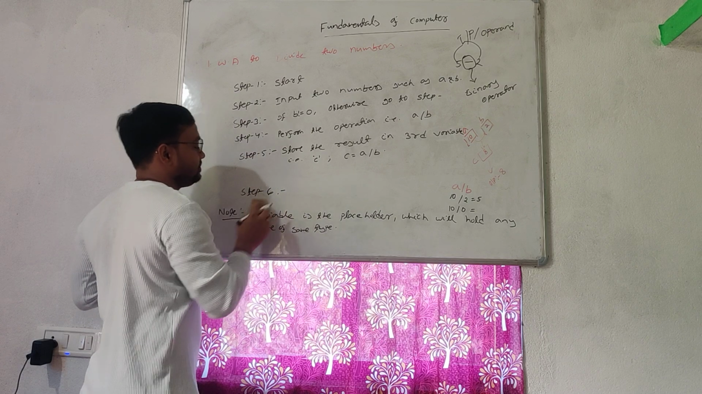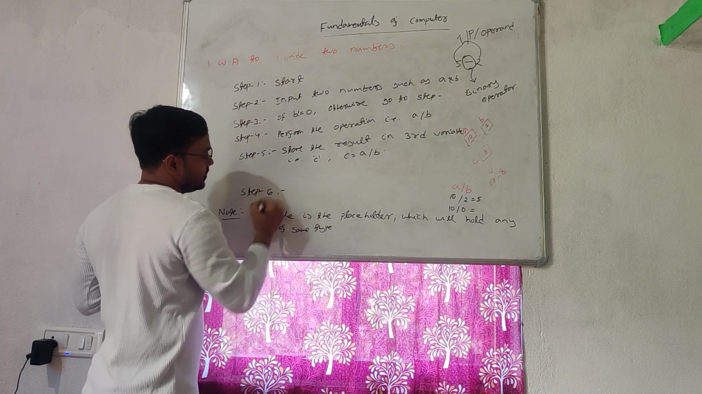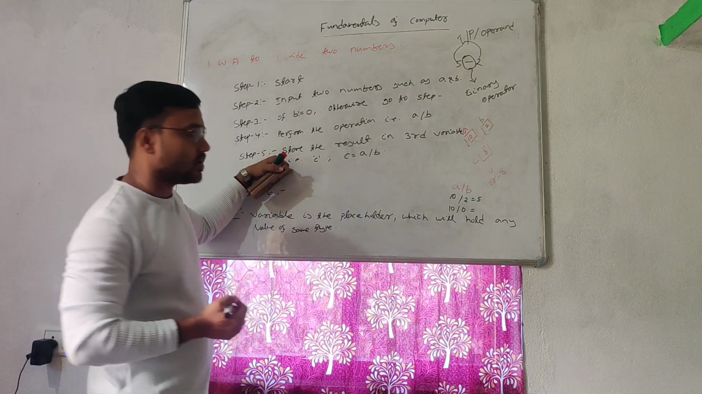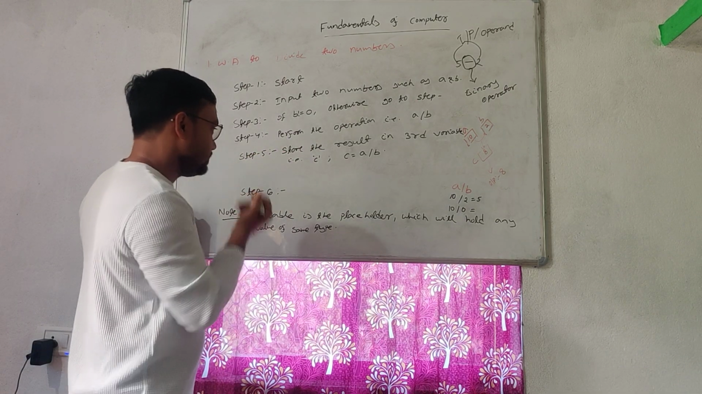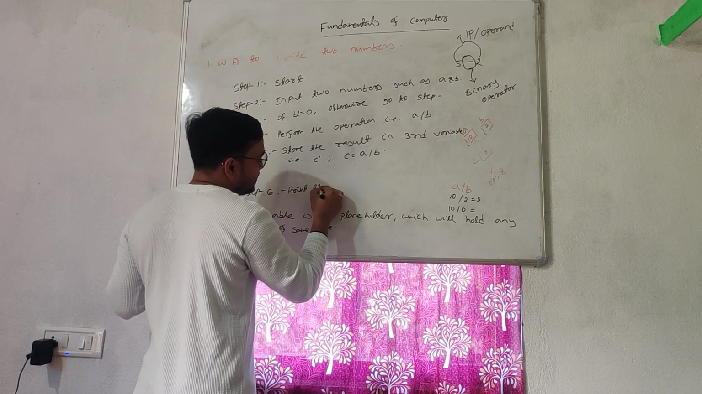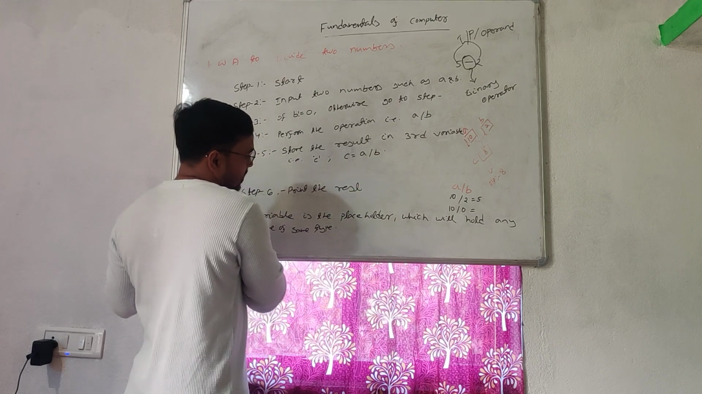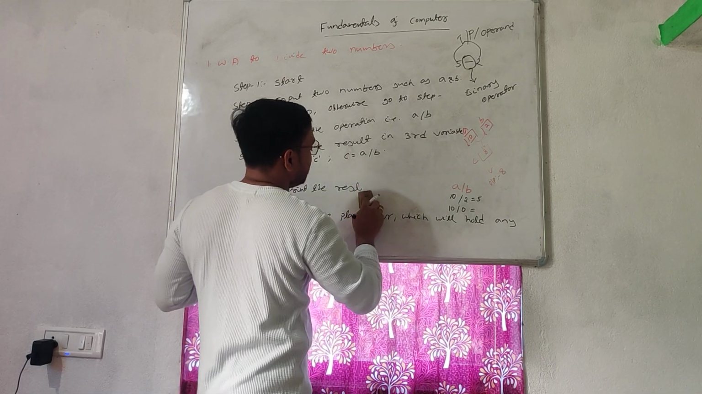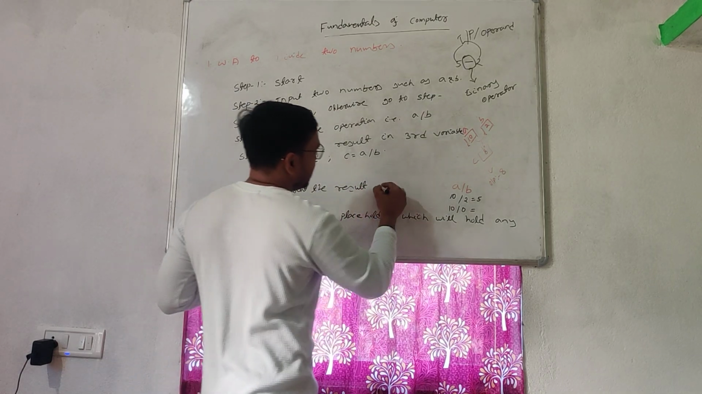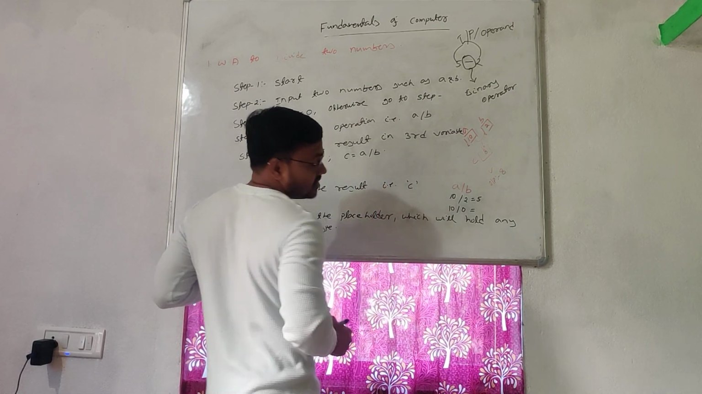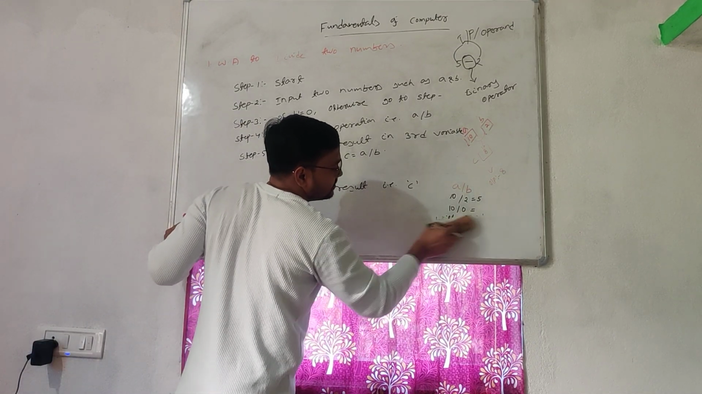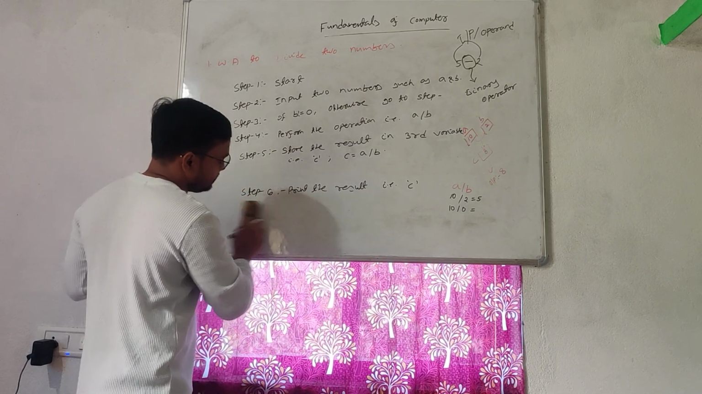Next. What else? I am able to perform the operation C equals A by B. Now I have to print the result, that is C. So before ending, what do I need? Step 7.